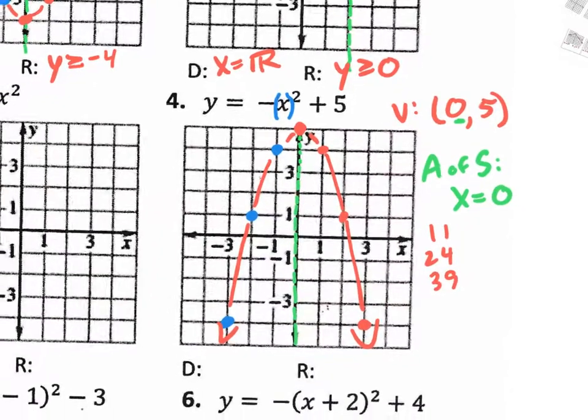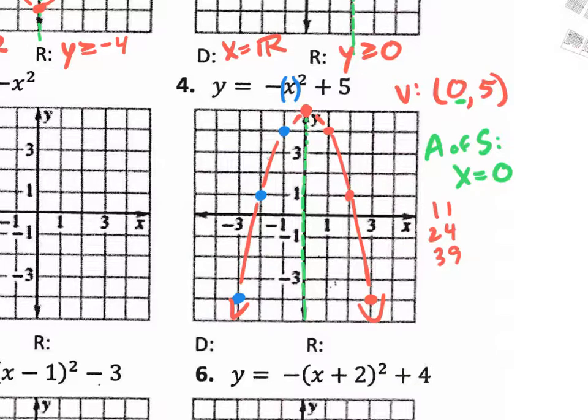What's the domain of that guy? Yes. What's the range? Y is less than or equal to 5. Perfect. The highest part of this parabola is at the y value of 5. It's all at 5 or below. So that's why we say y is less than or equal to 5.